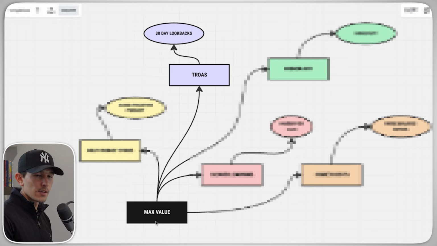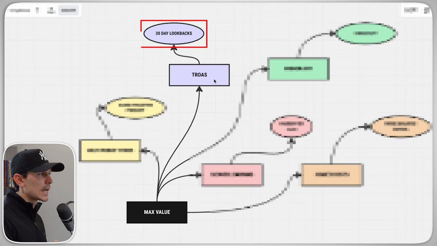First, when you run max value or maximize conversion value, this is going to eventually ladder up into a target ROAS strategy. You will have the opportunity to move this from just max value to actually setting a target ROAS. And when you do that, there's a little bit of a drawback. Something you should note is that target ROAS looks at a 30-day look-back window.